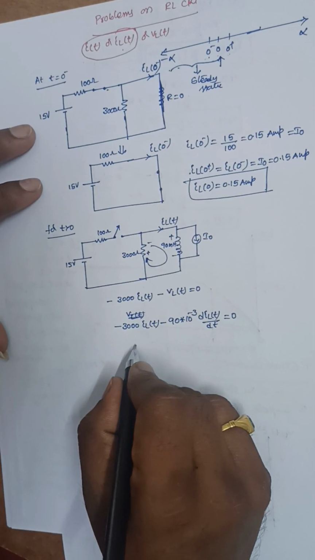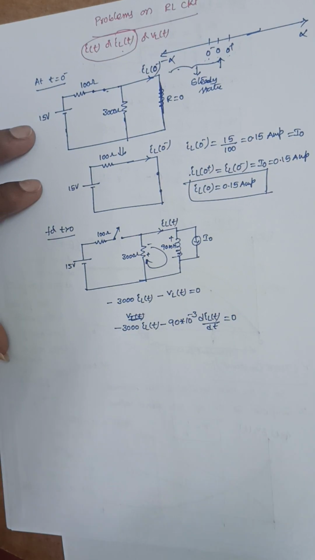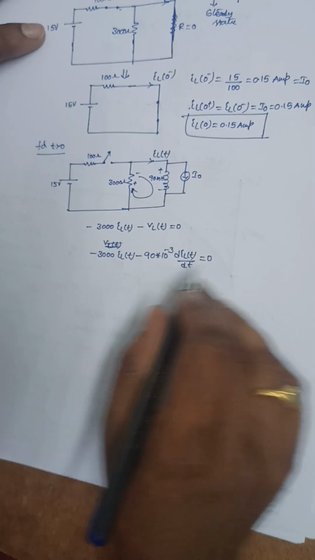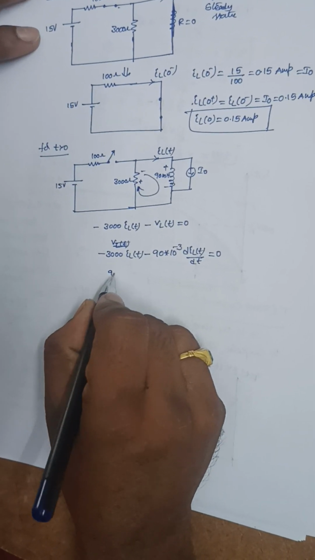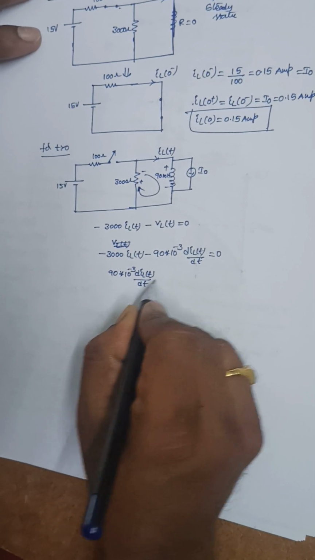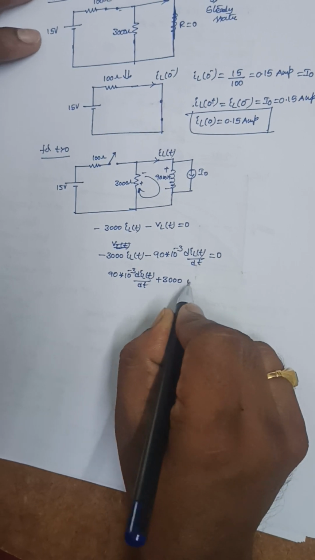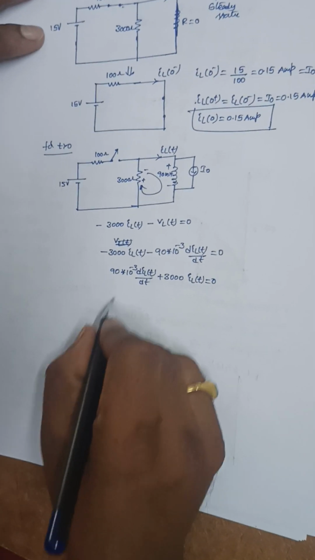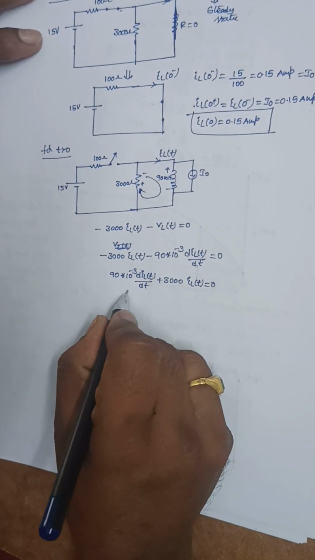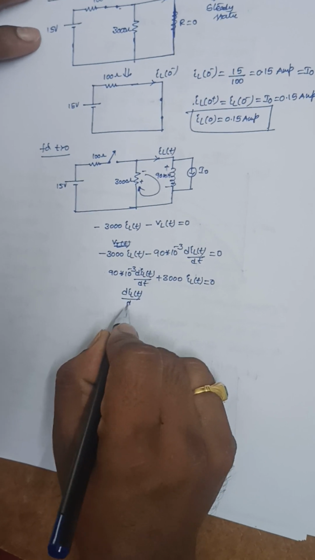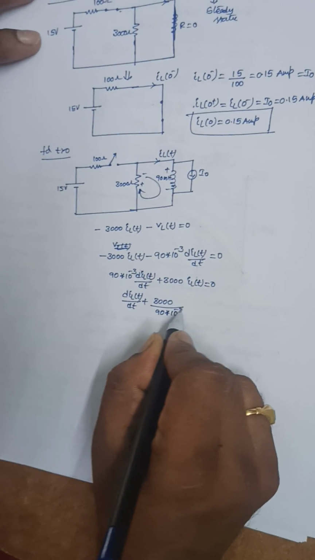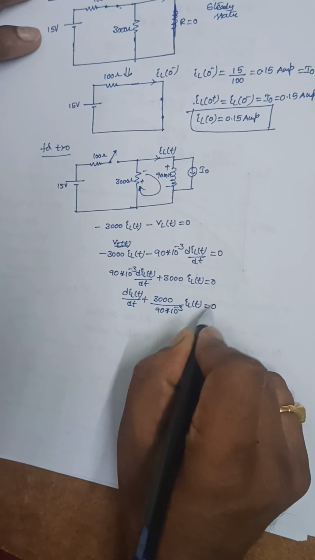Now this can be rewritten like this: 90 into 10 power minus 3 into dIL of t by dt plus 3000 into IL of t is equal to 0. Take this 90 into 10 power minus 3 as common and bring this term to the right side of that equation. Then I will get dIL of t by dt plus 3000 divided by 90 into 10 power minus 3 into IL of t is equal to 0.